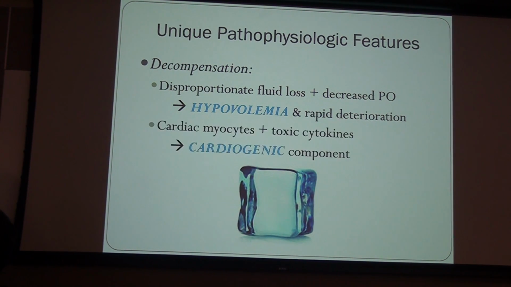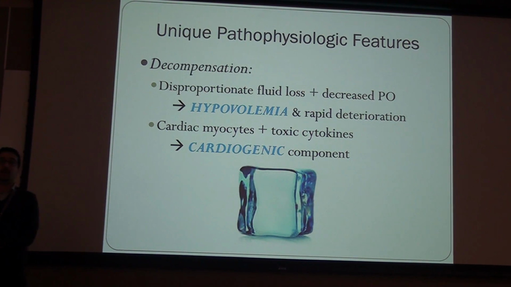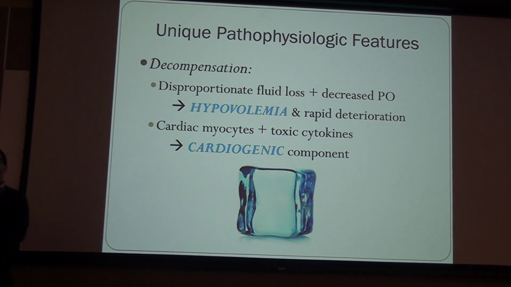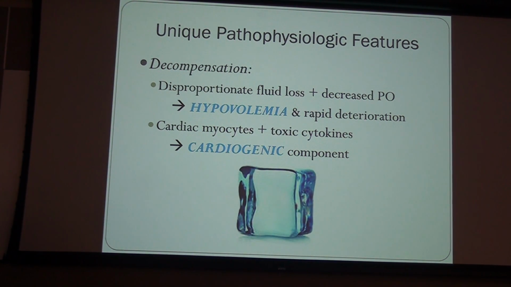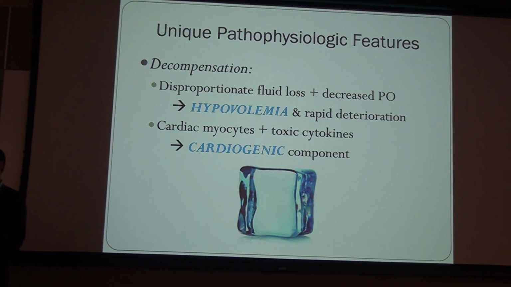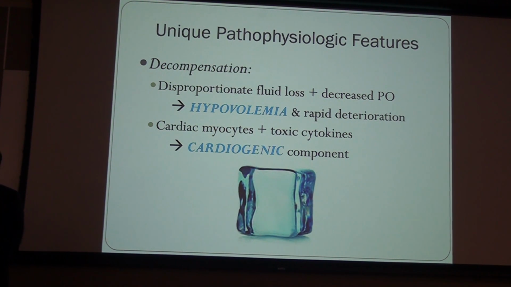Therefore they can be more apt to rapidly deteriorate. And then also in septic shock, children's hearts are more susceptible to the toxic cytokines produced during sepsis. The cytokine storm produced during sepsis creates a cardiogenic component. So when a child is in septic shock, they often are both hypovolemic and have some decreased myocyte function, so their hearts aren't working so well. That's why children present with cold shock.